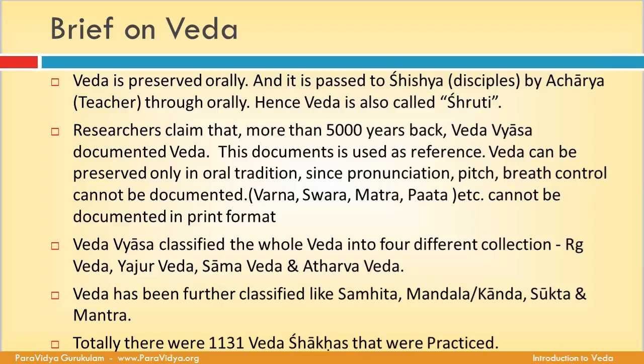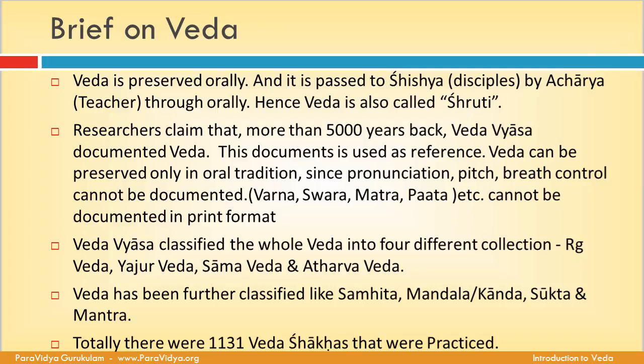A brief on Veda. Veda is preserved orally, and it is passed to Shishya, that is disciples, by Acharya, that is teacher, orally. Hence, Veda is also called Shruti. Researchers claim that more than 5,000 years back, Veda Vyasa documented Veda. This document is used as reference.